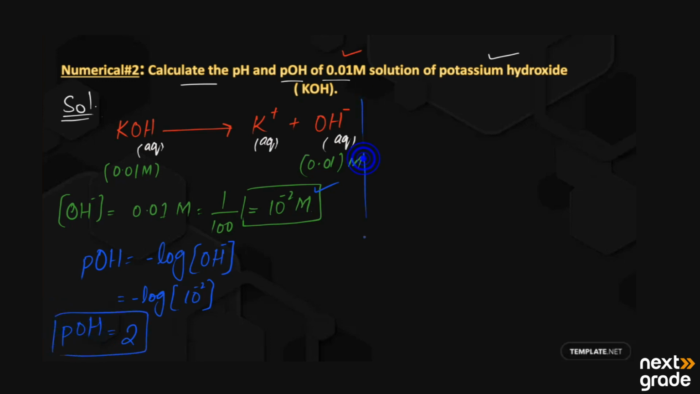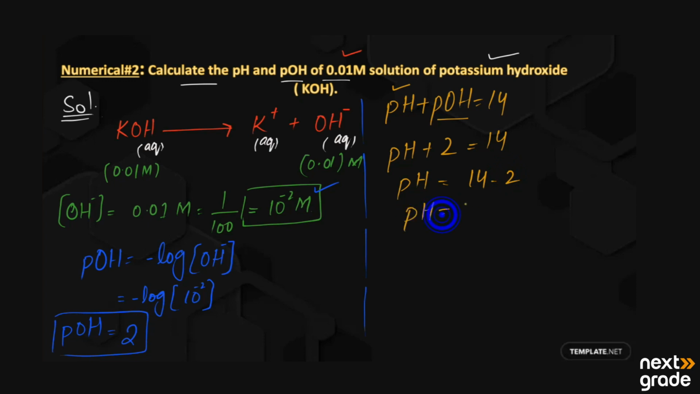Now we need to find the pH. To find the pH, we use the other formula, pH plus pOH is equal to 14. Now we know the pOH, but we don't know the pH. So this will be pH plus 2 is equal to 14. Now the pH for this solution is 14 minus 2, which is equal to 12. So here the pOH we have is 2 and the pH is 12.